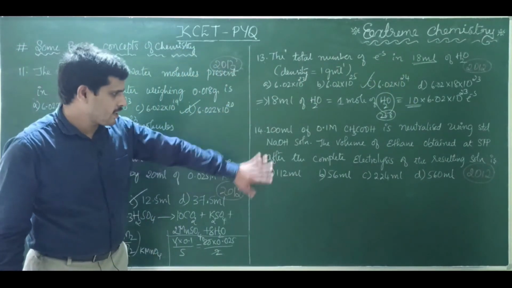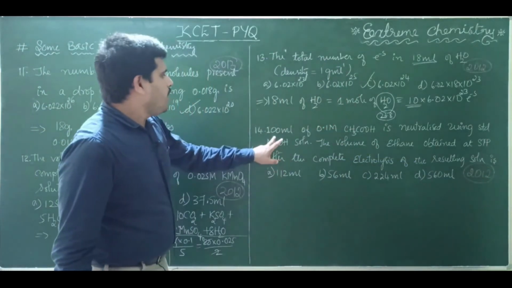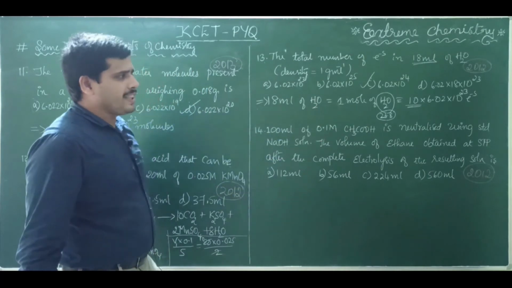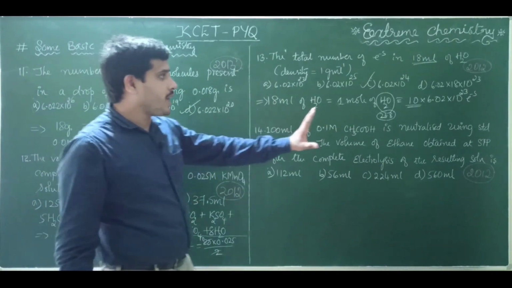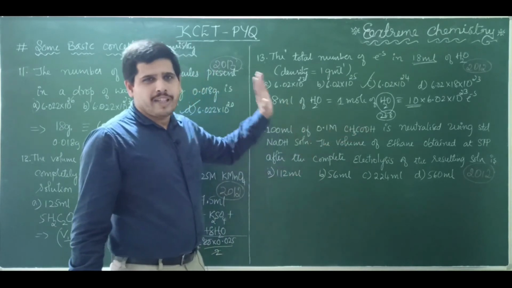Simple. Next, the last one, the 14th one, last in the sense of 2012. Now 100 ml of 0.1 molar acetic acid, read carefully, is neutralized using standard sodium hydroxide solution. So a typical acid-base reaction.